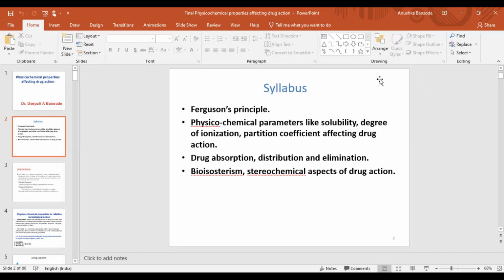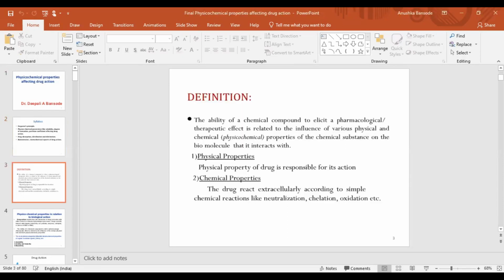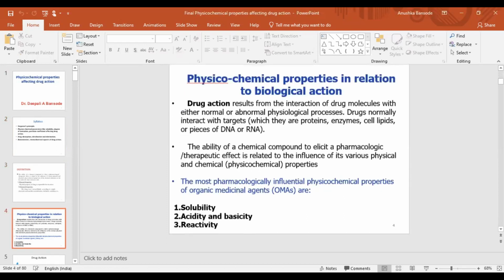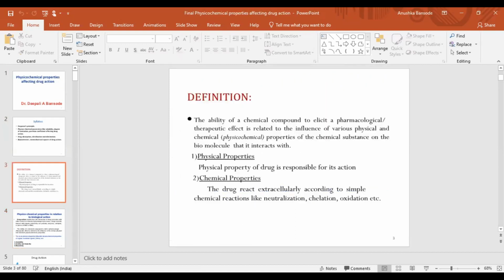Now, when we study these categories of drugs, may it be of any origin, we need to understand how the drugs are going to affect the systems and what the effect will be, right? Here we come to a definition. The ability of a chemical compound to elicit a pharmacological therapeutic effect is related to the influence of various physical and chemical properties.